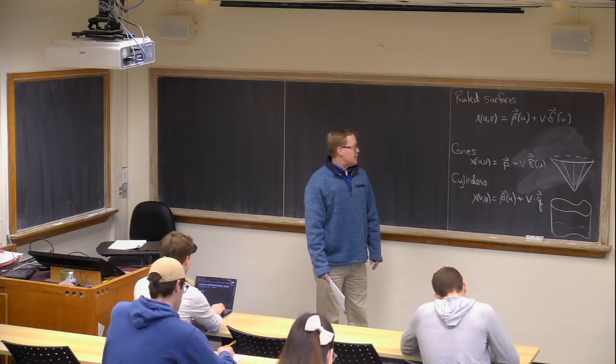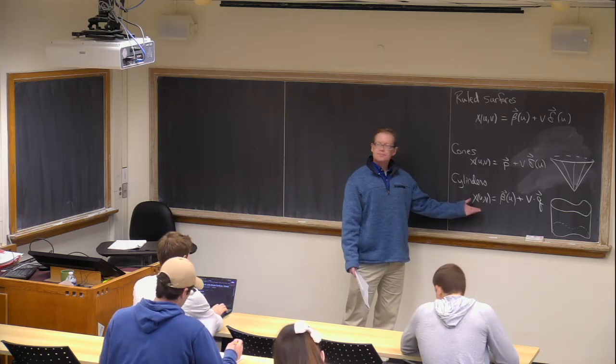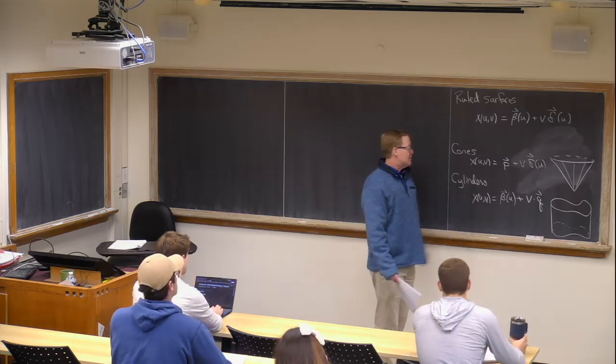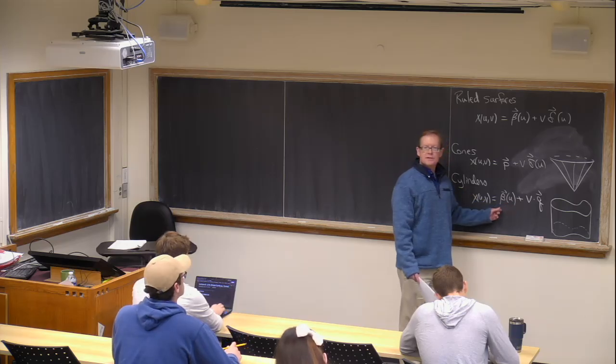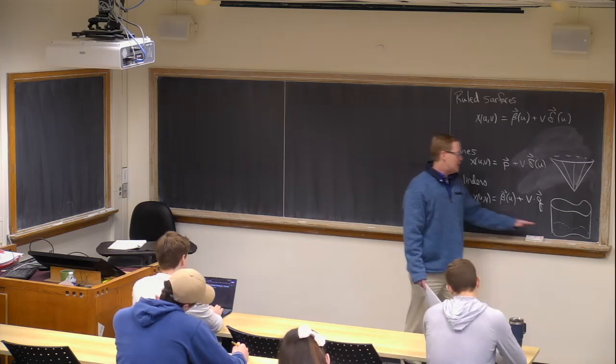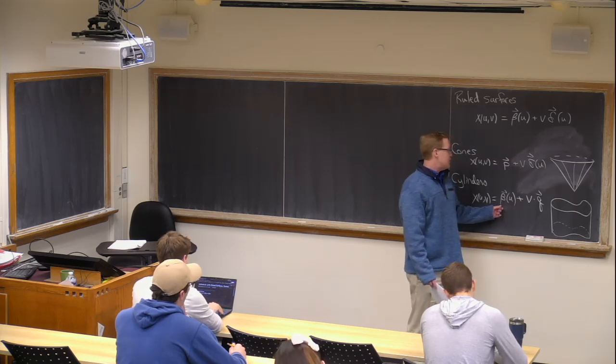Let's take maybe the easiest example, which would be a cylinder here at the bottom. And here we've parameterized it. So suppose you have some curve, beta. That's just like a curve in the xy plane. Imagine what I've drawn at the bottom there is the xy plane.